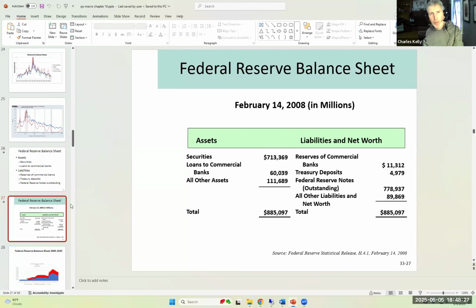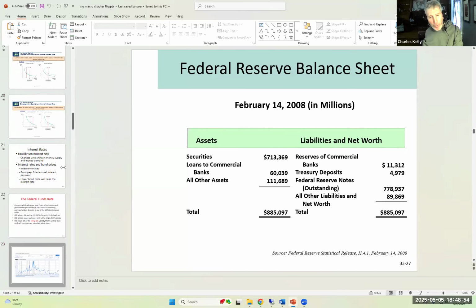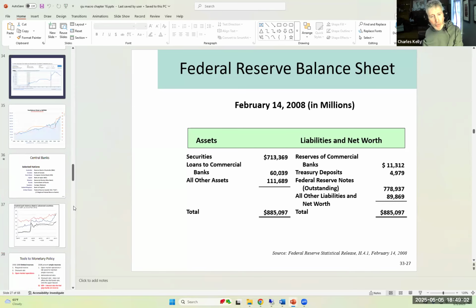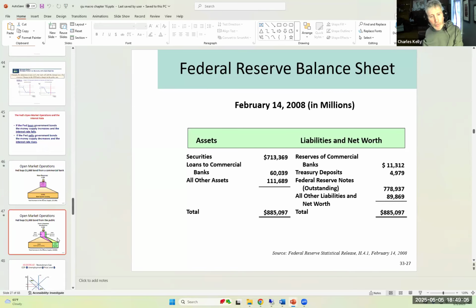So when you look at the balance sheet prior to the financial crisis, the Fed owned about $714 billion worth of short-term government bonds. That's what we mean by securities. And that was not perfectly offset by, but closely offset by cash in circulation, $778 billion, right? So the Fed's balance sheet in total was about $800 billion, 885. Right? And when you look at this nice little chart of the Fed's balance sheet, you can see that reflected.